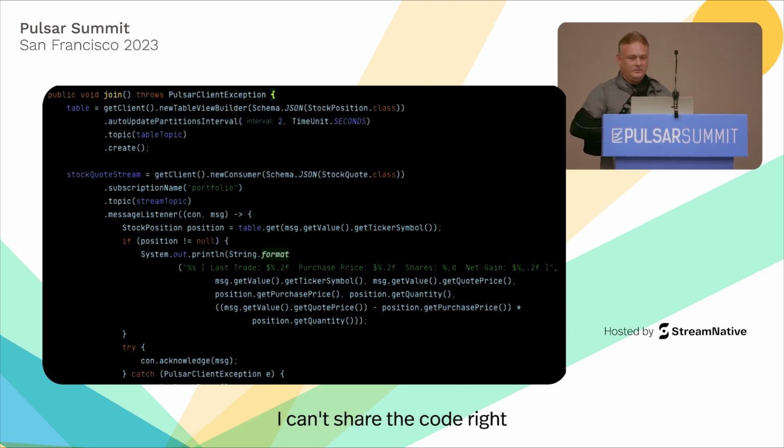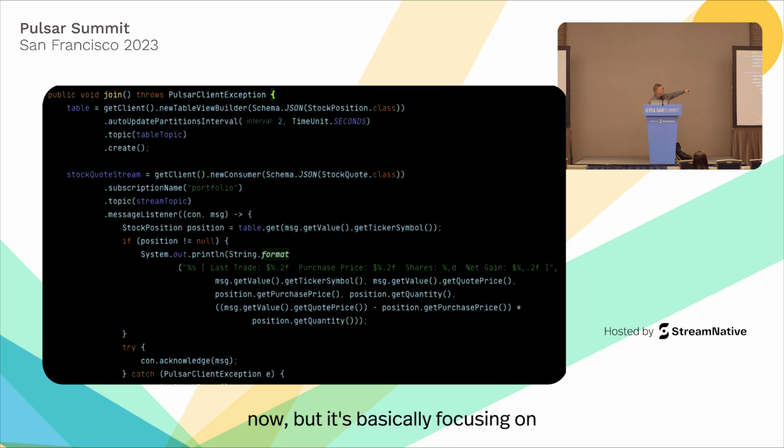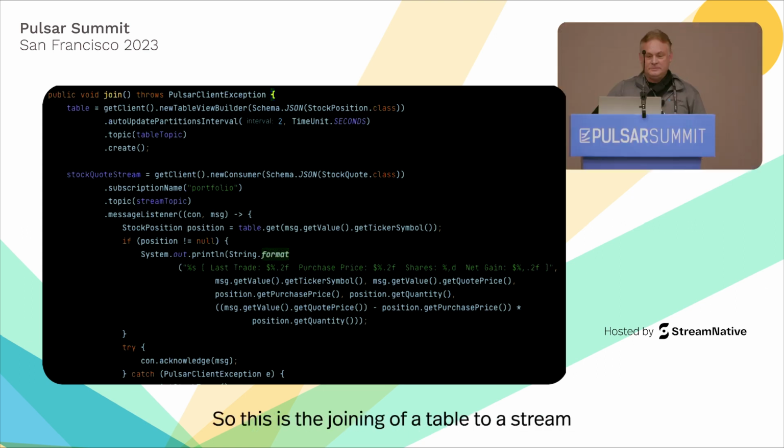I can't share the code right now, but it's basically focusing on, we have a new consumer in there, but on the table view on the top, stock position itself, at the very top, I create my table, and then I'm listening to the stock quote stream, so I'm just doing a regular consumer on that, adding a message listener. Every time I get a new ticker symbol in there, I filter and say, do I have a position in that? Yes or no? If I don't, I'm not interested in it. I don't own those shares of that company. There's nothing to update. But if I do, then I can update it. I say, oh, that quote changed. The relative value of your position in that particular security changed, and I can update it in real time. So this is the joining of a table to a stream.